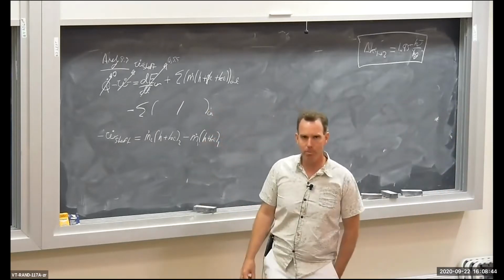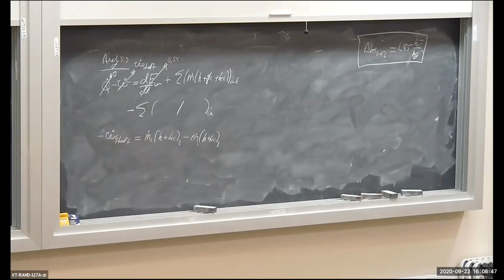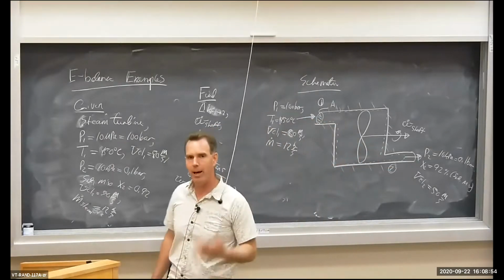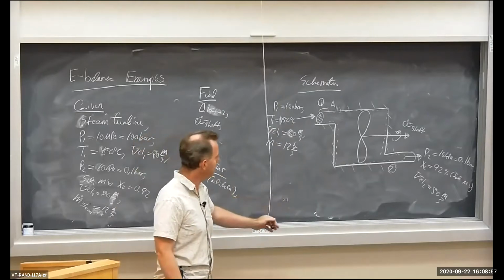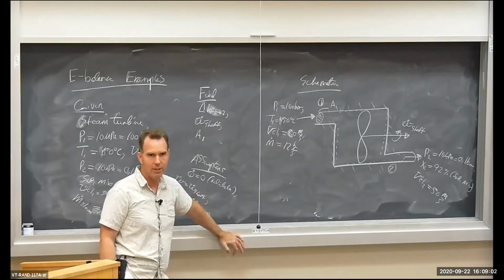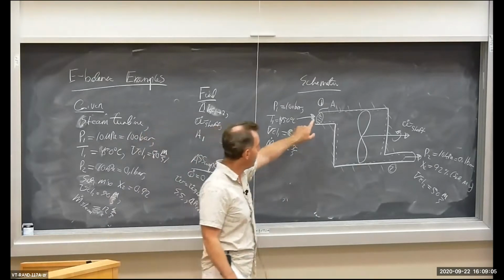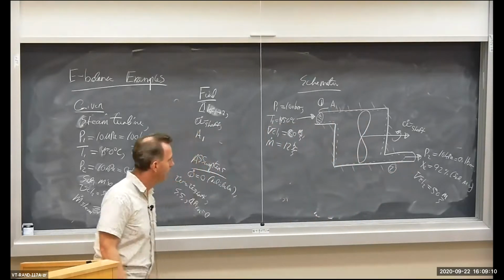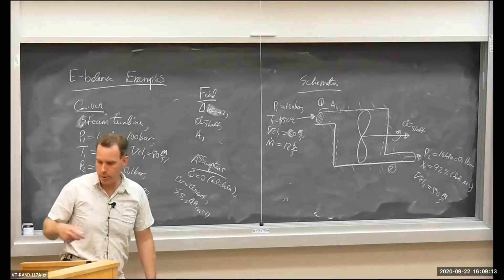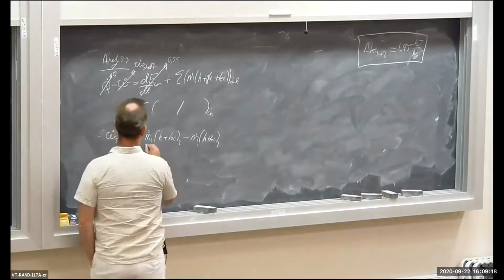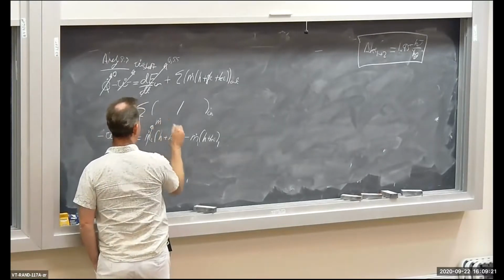If I apply the mass balance to my turbine, single inlet, single outlet, steady state, no change in mass within my turbine. What's the relationship between M dot in and M dot out? M dot in and M dot out are the same. What goes in has to go out in steady state. Single inlet, single outlet, so I'm going to replace the M dot 1 and the M dot 2 with a single generic M dot.